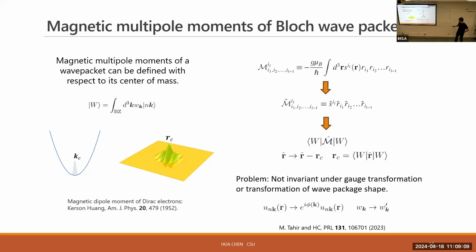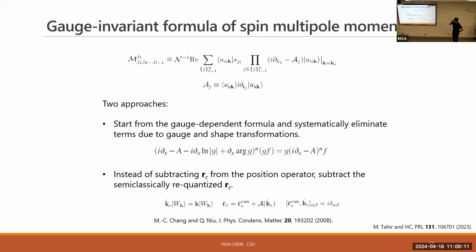It's not a gauge invariant quantity. So what we did in the first part of the paper was to identify a gauge invariant part of that multipole moment. Basically, there is a Berry connection that is subtracted from the derivative for each component of the multipole moment. And you can show that this is gauge invariant, and it also allows the wave packet shape to pass from one side to the other.